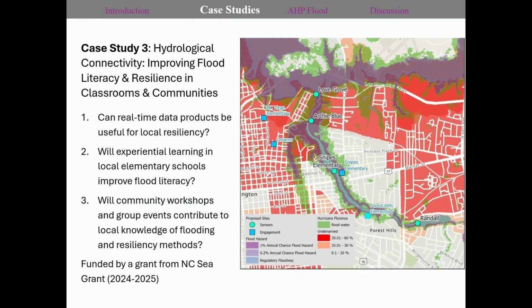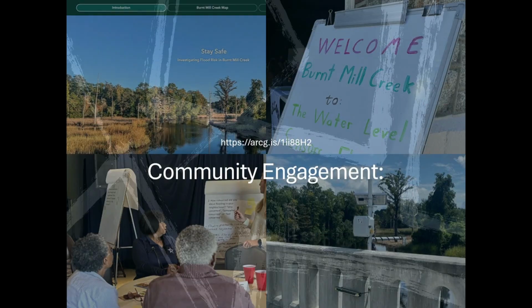The next case study is about a model that's taking place in Burnt Mill Creek, where we're installing sensors because there are not enough water level sensors out there, and working with schools and the community to help build an alert system for this Burnt Mill Creek area. Again, I can't hit community engagement enough.